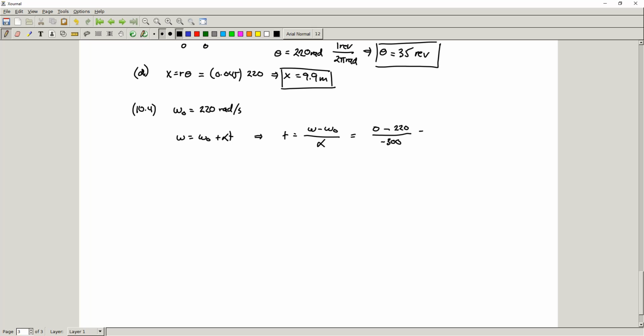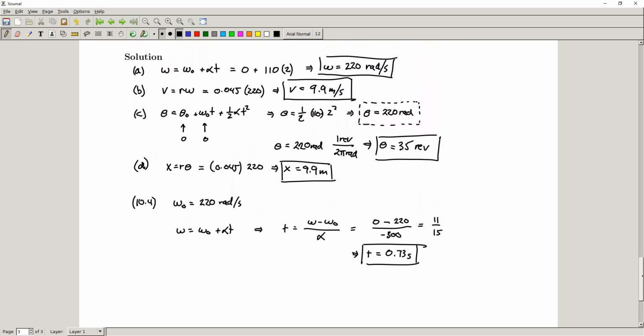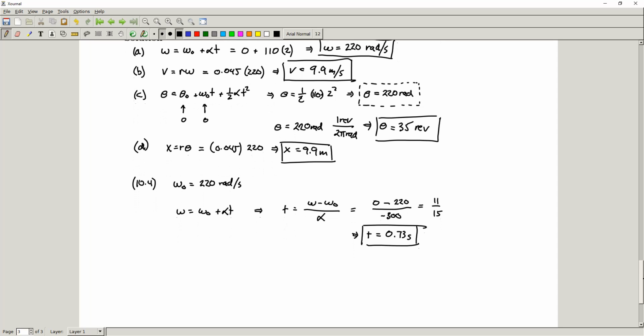If we do this, we can see right away this is going to be 11 over 15, if we reduce it down. But if you want to, you can get the decimal version of that. We're going to end up with a t equal to 0.73. Oops, that looks like a 6, but it's actually 0.73 seconds. So it takes 0.73 seconds to slow this reel down from 220 radians per second down to 0 radians per second.